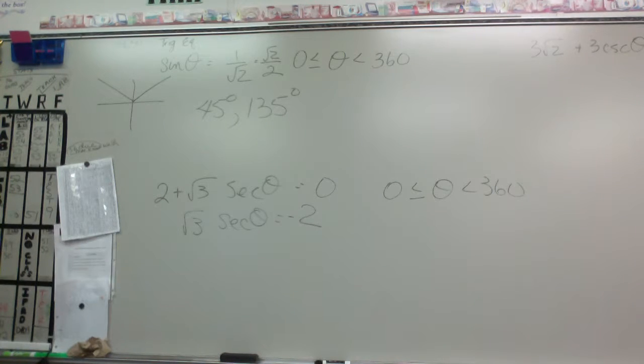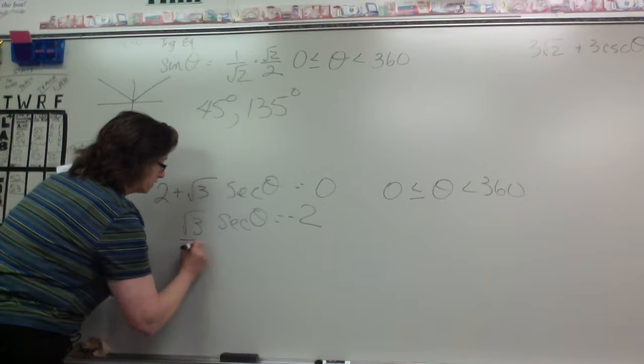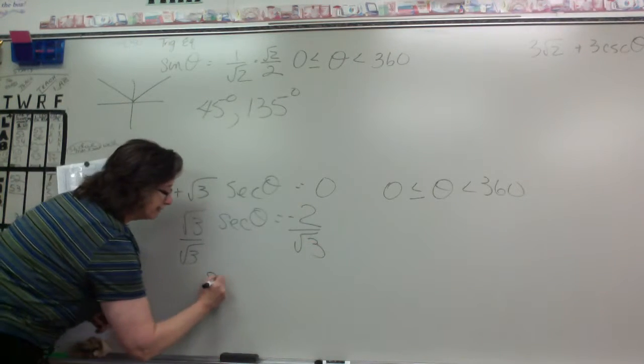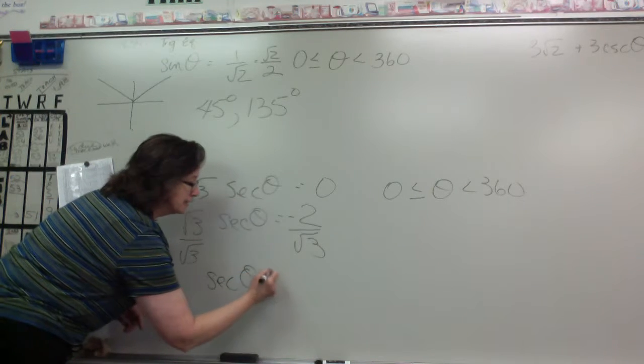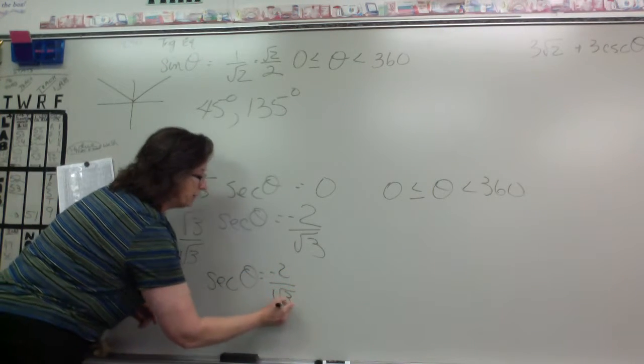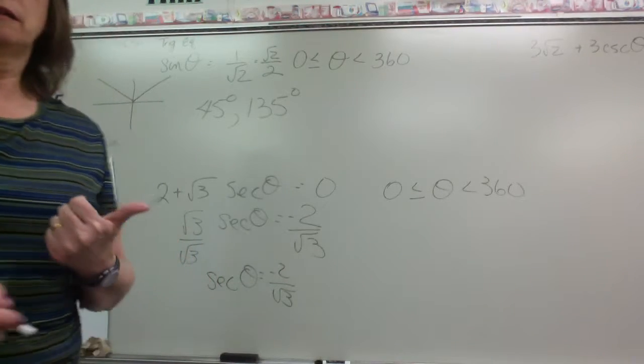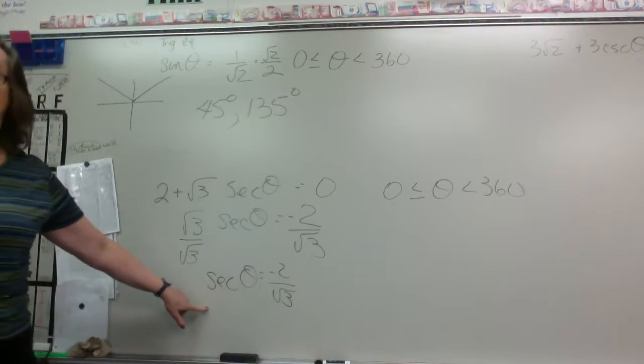Okay, next step. Divide by the square root of 3. And I get secant theta is negative 2 over square root of 3. Again, what is the secant theta? 1 over cosine. Okay, 1 over the cosine.